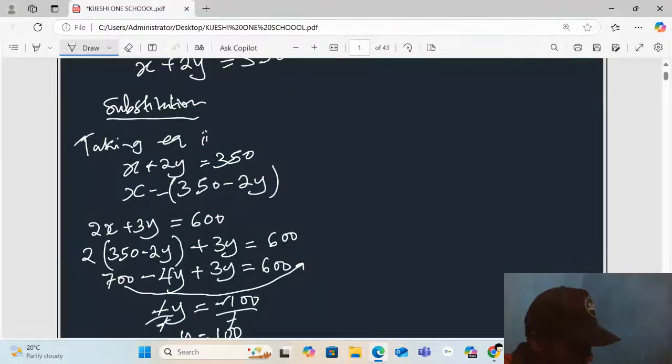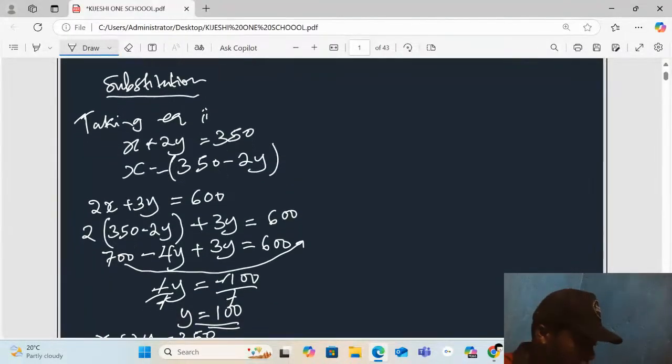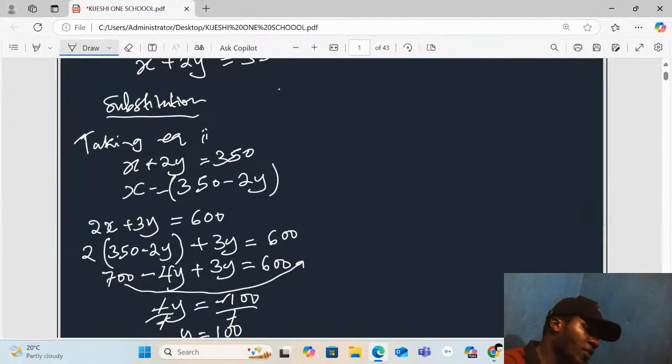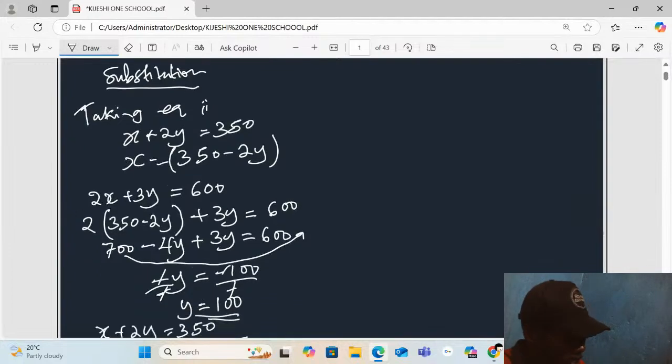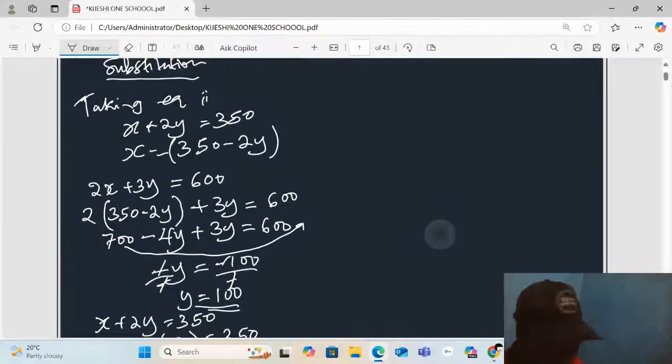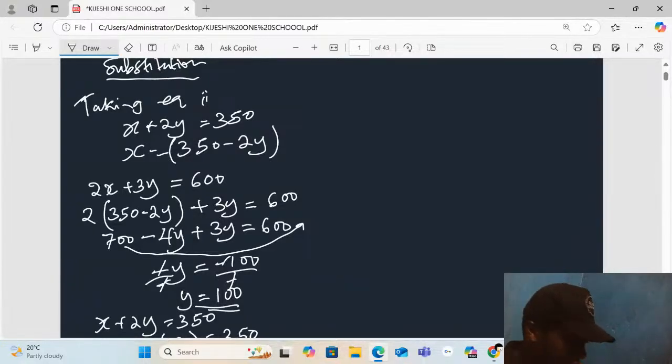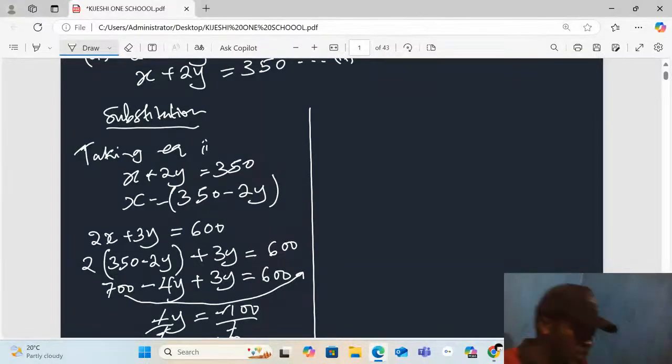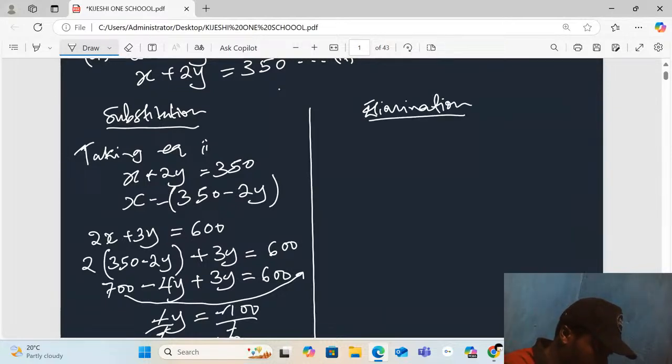Some of you may find it difficult, and therefore let us look at the alternative way to work it out. Let us now use elimination, which some of you find easy. So let us do it just here. Let us look at the elimination method.